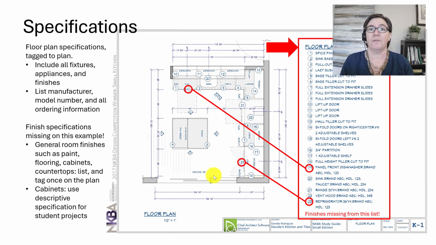All right. For cabinets specifically, in student work, what I'm expecting is a descriptive specification. For cabinets specifically for student projects, I'm looking for a descriptive specification. I'm not necessarily looking for you to go to the extra step of finding a manufacturer and a model number for your cabinets.